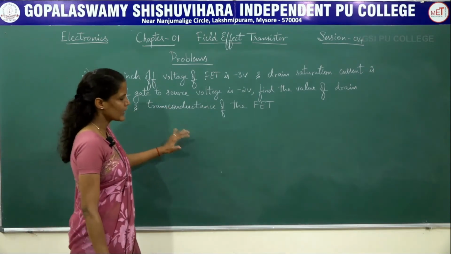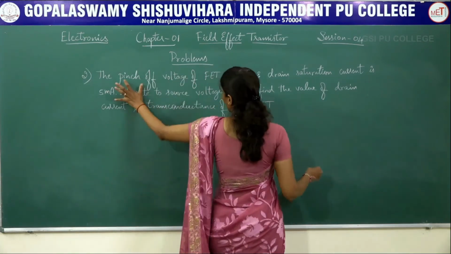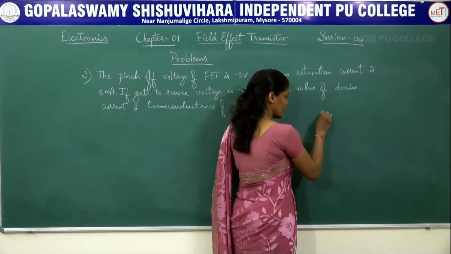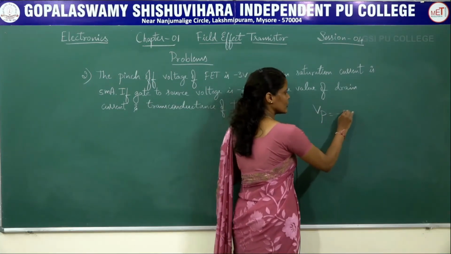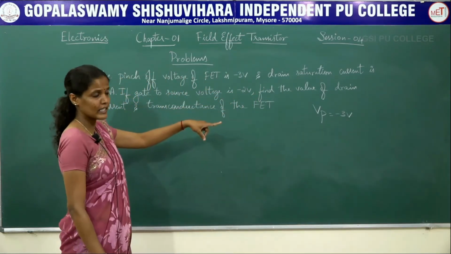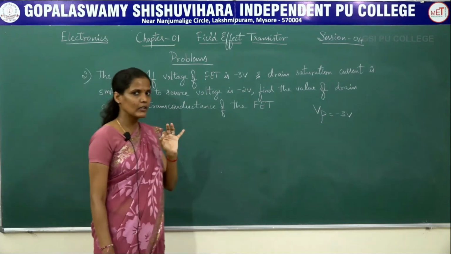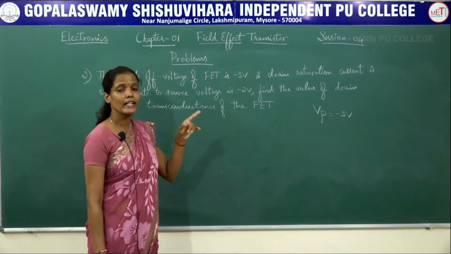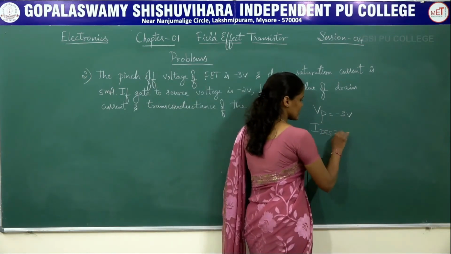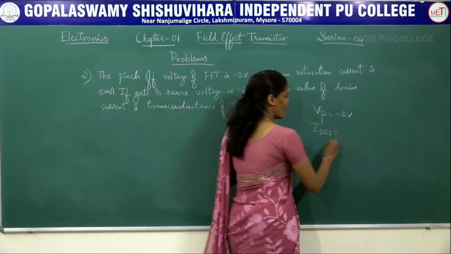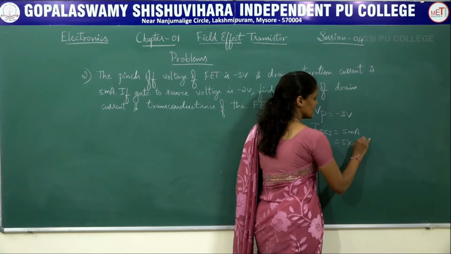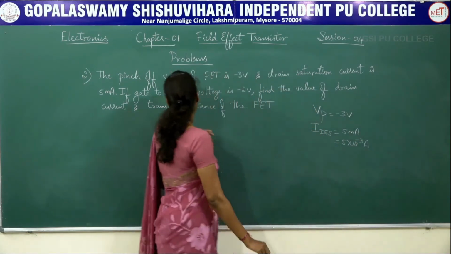So now let's make a list of whatever is given over there. So the pinch off voltage is minus 3 volt. Pinch off, so VP is equal to minus 3 volts. And drain saturation current, normally if they give drain current it's equal to ID, but here they have given drain saturation current, so that is not ID, it is IDSS. So the drain saturation current is 5 milliamps. 5 milli means its value is 5 into 10 to the power of minus 3 amps.